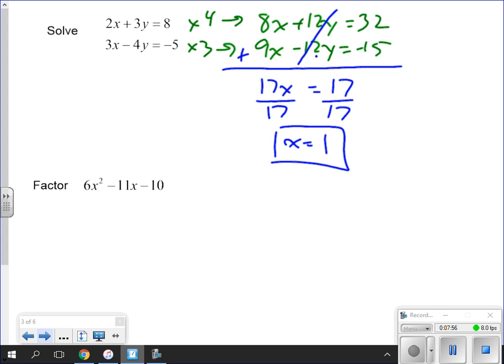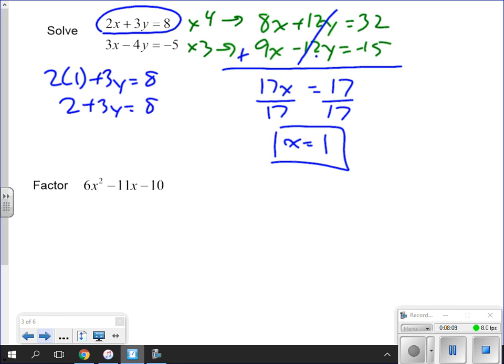So I take this one and I plug it in for x in either equation. I'm going to use the top one. 2 times 1 plus 3y equals 8. 2 plus 3y equals 8. Subtract 2 from both sides. 3y equals 6. Divide by 3, and y equals 2. Okay.